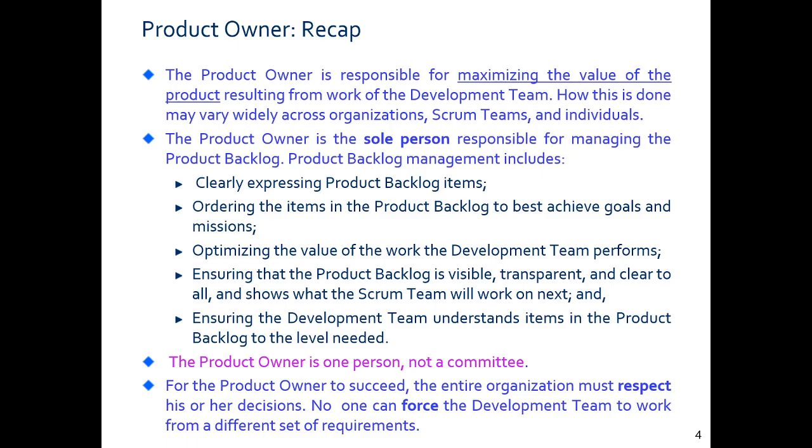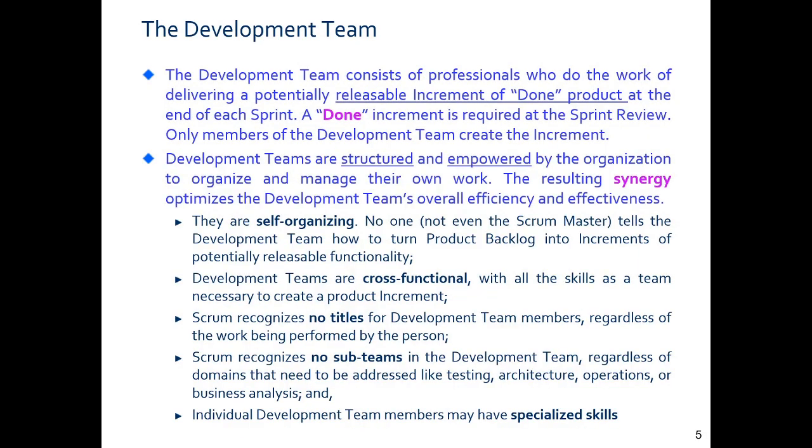So the product backlog has to be visible, transparent. Okay, as we have seen in the previous slide, transparency, inspection, and adaptation were the three important pillars. And so it is the job of the product owner to see that the development team has got the commitment to do all these things. The development team consists of professionals. They are working on a releasable increment of done product. A done increment is required at the sprint review.